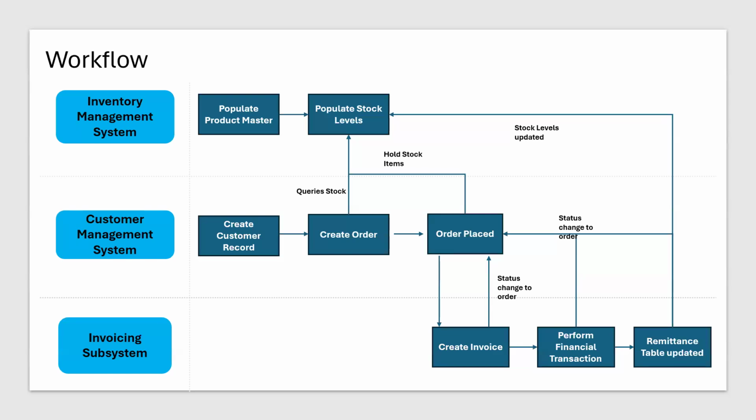Once that order is placed in the invoicing subsystem, we are wanting to create an invoice and then go through and perform the remittance. Based on whether or not that invoice was settled or declined, we'll then go through and see how we update our orders table within the customer management system.